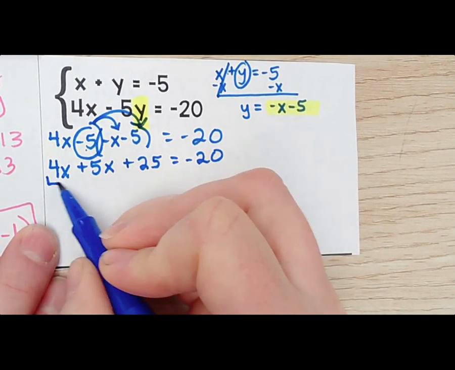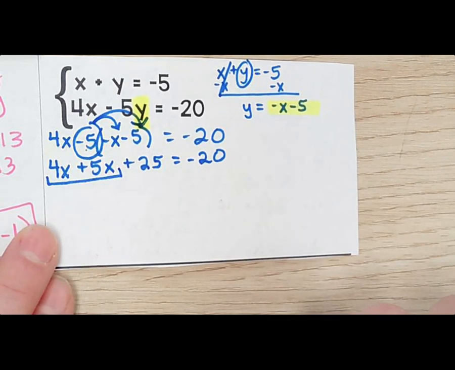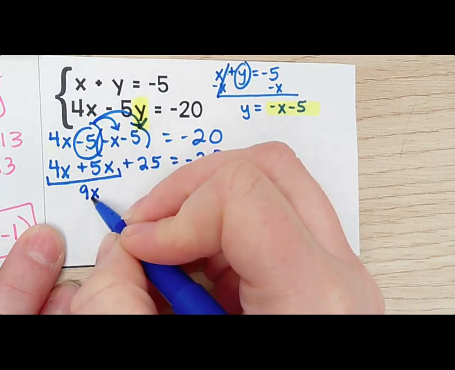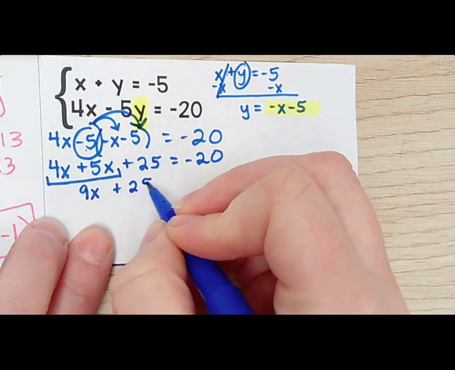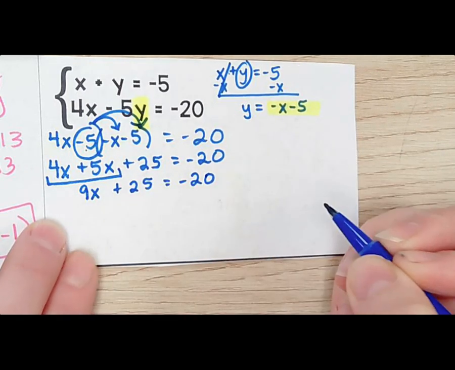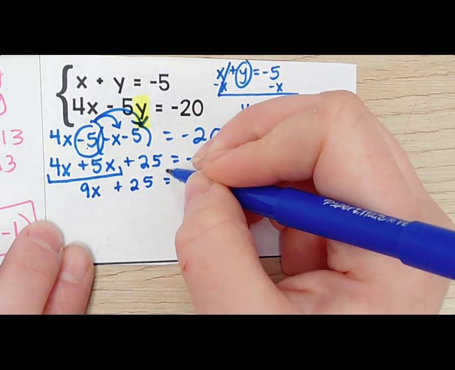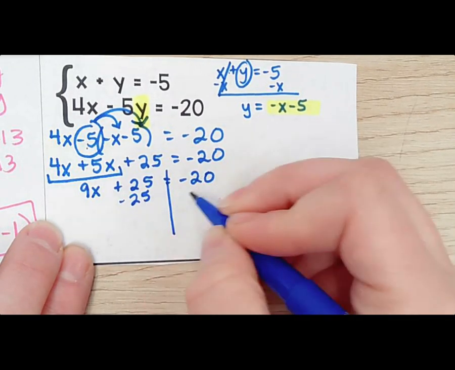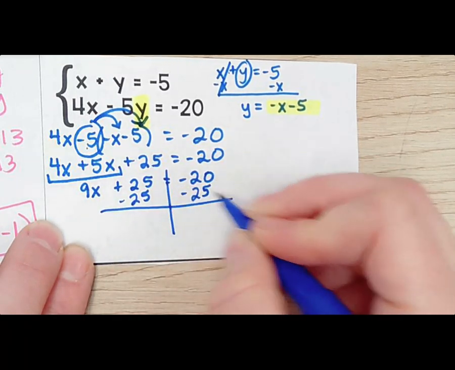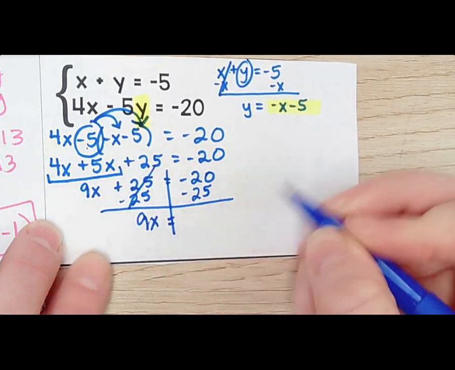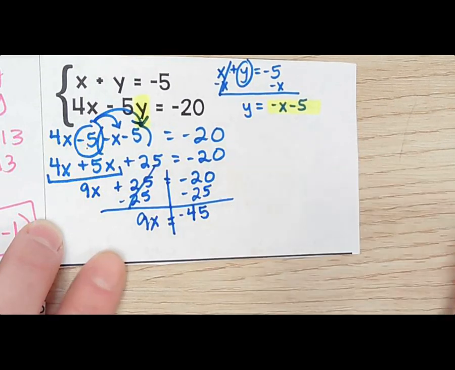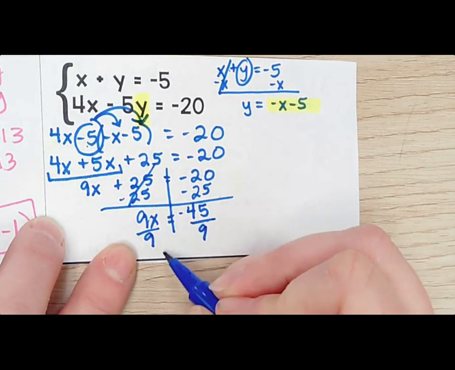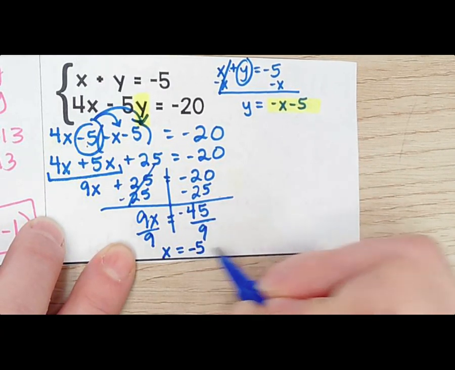Then we need to combine like terms. 4x plus 5x is 9x plus 25 equals -20. So we're solving for x. So we just need to get this 25 to the other side, subtract it. We get 9x equals -45. Divided by 9, x equals -5.